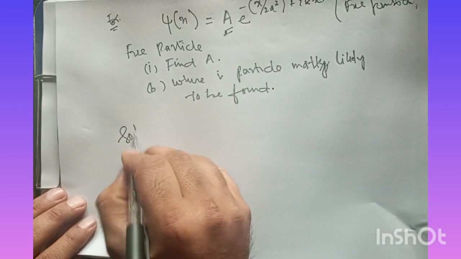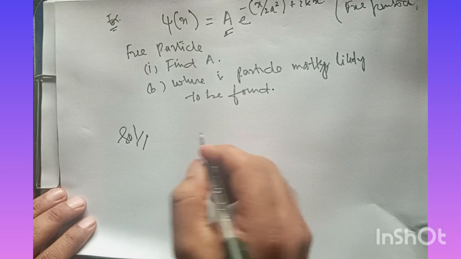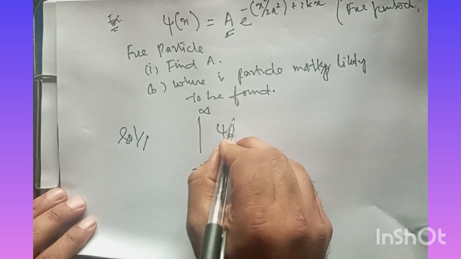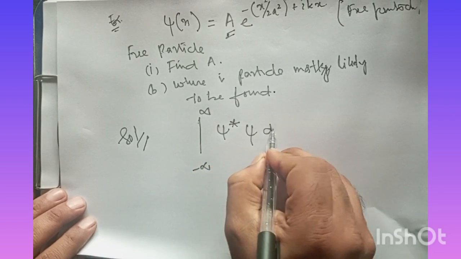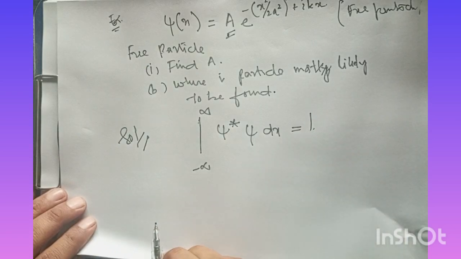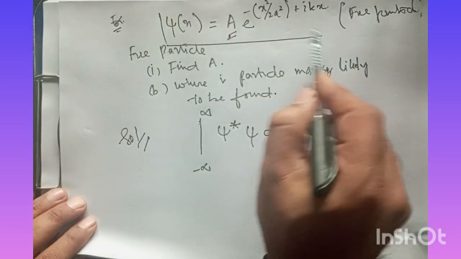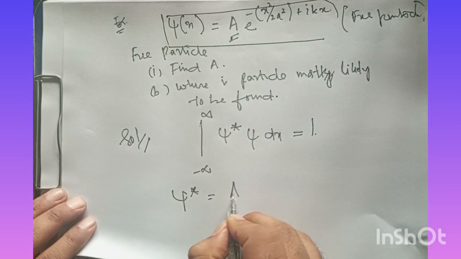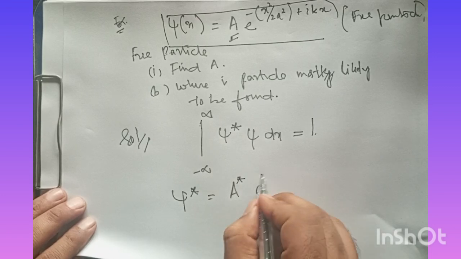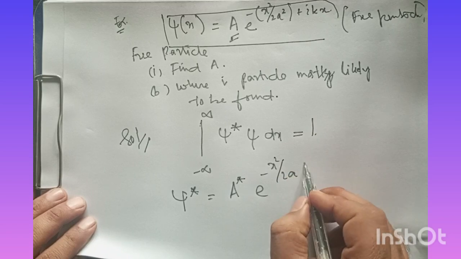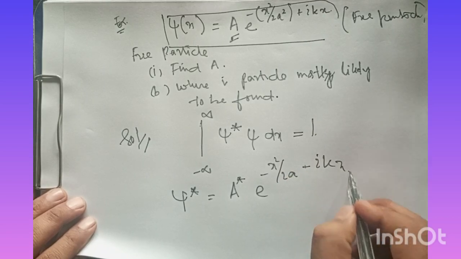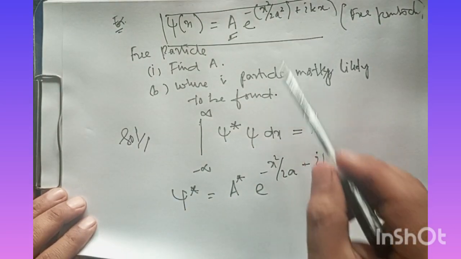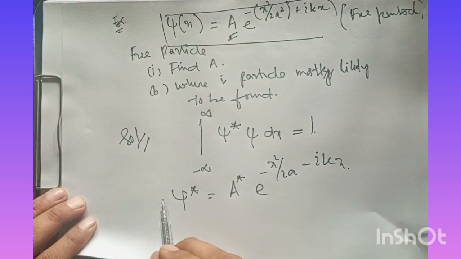So if I start solving this example, the condition for normalization is integral from minus infinity to infinity of psi star psi dx is equal to 1. Now here I have psi, and what will be its psi star? I should write that first. That will be a star e to the power of minus x squared by 2a, then this will be minus iota kx. Because to take the complex conjugate, you have to change the sign of the iota that's present in the wave function.